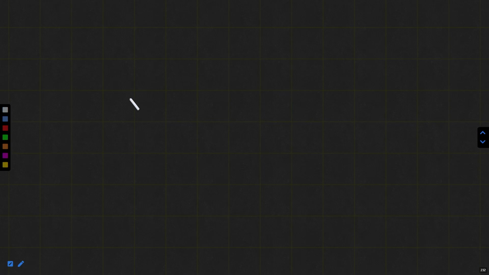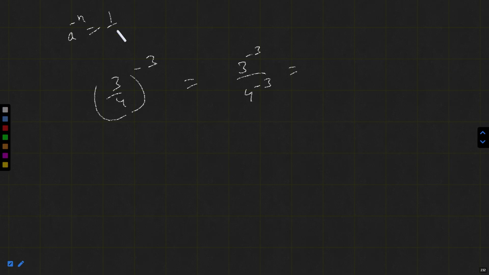The other way you can try this is to first distribute the power. So it is 3^(-3) and 4^(-3). Now after distributing the power, I already know a^(-n) equals 1 upon a power n. So 3 raised to the power -3 becomes 1 by 3 cube and 1 by 4 cube. Now 1 by 27 and 1 by 64.